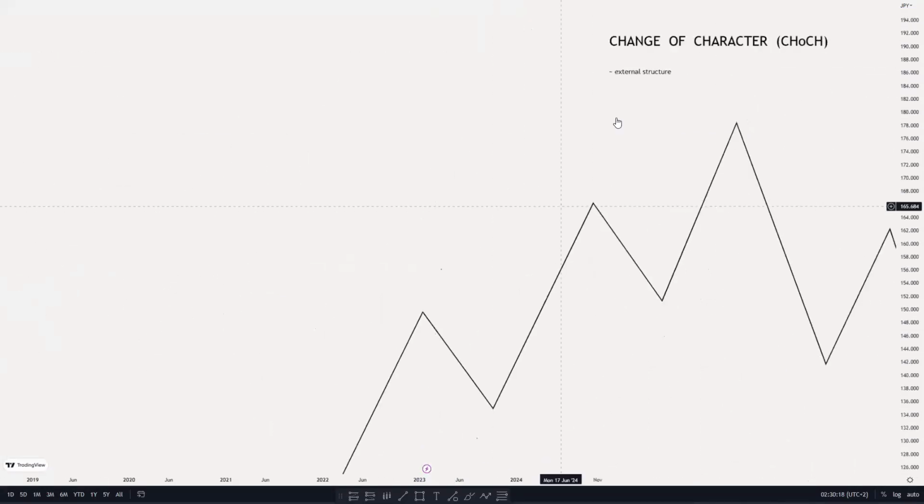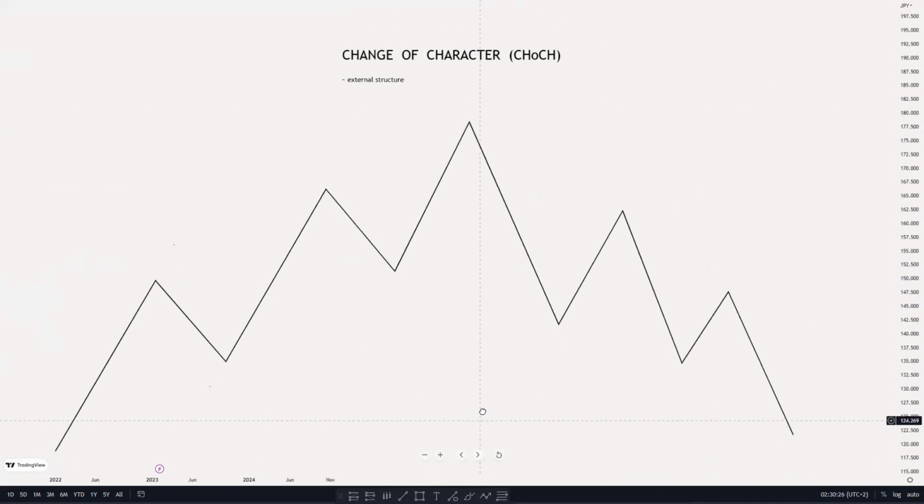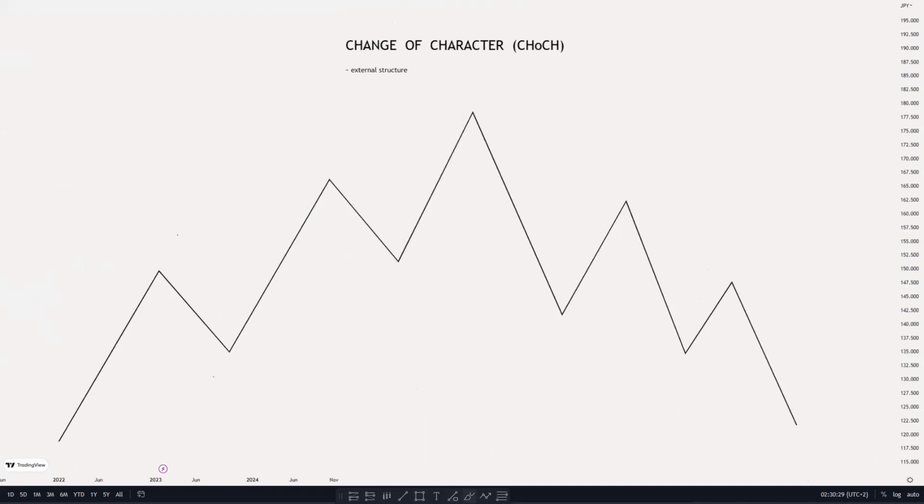Then now, the other one was internal structure. This is a change of character externally. So it's a change of character externally. Okay, so this is a break of structure. After the break of structure, what do you expect? Expect the price. Okay, I'll try by all means to be a bit quick, because I don't want to keep this way too long. So this is a break of structure. After the break of structure, what do you expect? Expect the price to switch bearish. Finally, the price switched bearish in this case.